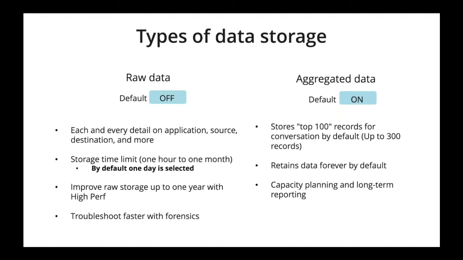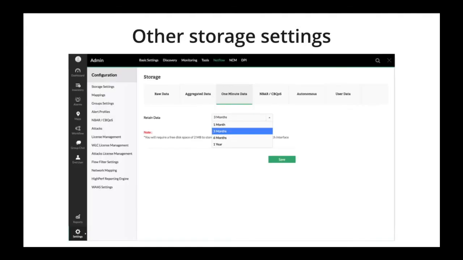Aggregated data is turned on by default in NetFlow Analyzer. It stores the top 100 records for conversations by default. You can also change the number of records to be stored up to a maximum of 300. It retains the data forever, so it is stored for a longer duration, and it can be used for capacity planning and long-term reporting.